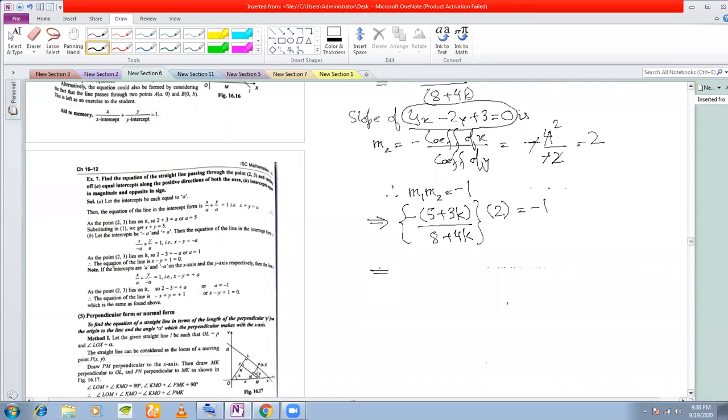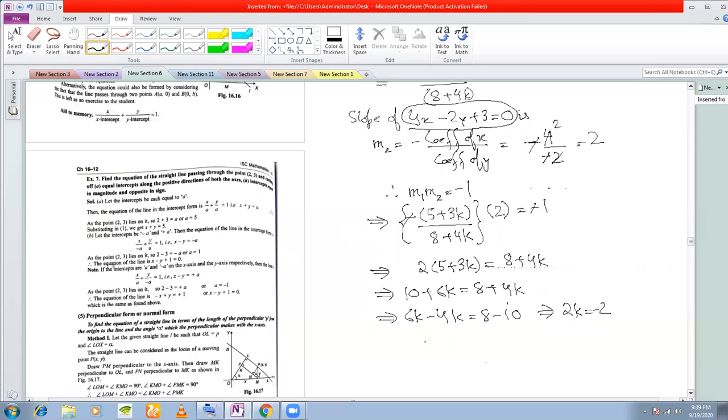Okay, so now what happens? Minus cancels from both sides here. You simply get twice of 5 plus 3k, cross multiply, equals 8 plus 4k. So you get 10 plus 6k is equal to 8 plus 4k. That means 6k minus 4k is equal to 8 minus 10. That means 2k is minus 2. That means k here is minus 1.